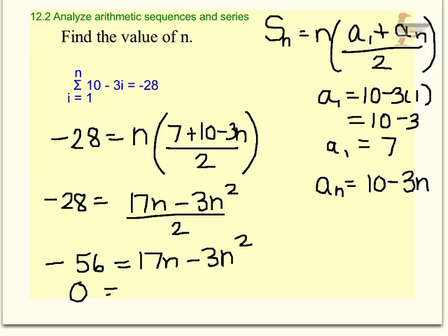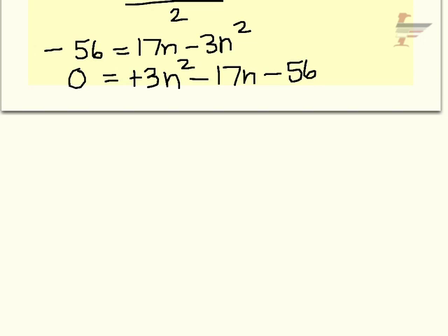So I'm going to get everything to one side and get it in standard form. So negative 3n squared plus 17n plus 56. And I'm not wild about negative squares, although it really doesn't matter, but I'm going to just go through and change the signs of everything here. Then I can't divide anything out, so I'm just going to hope that it factors. So this one's not too bad.